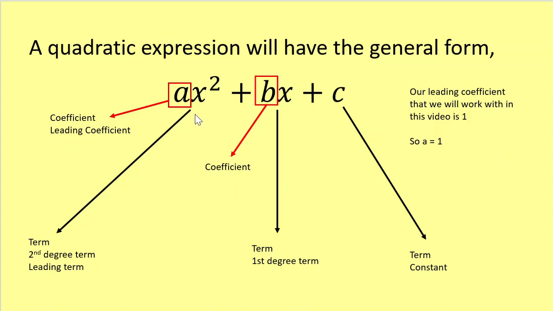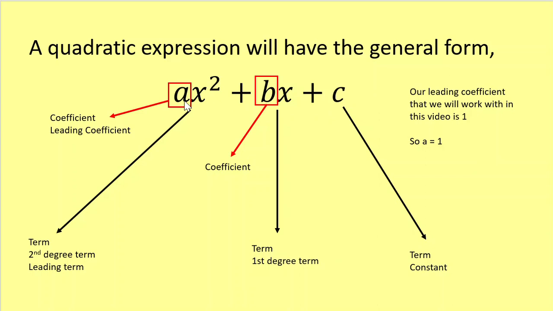We refer to our power to give the degree of the term. Here we see that x is raised to the second power. Because this is our highest power in our expression, we can call this our leading term. Also, because our exponent is 2, we can call this a second degree term. Here, x is raised to the first power, although we don't show it like the previous term. We can call this our first degree term. Here we have a term without a variable. This is just some number and we call it a constant.